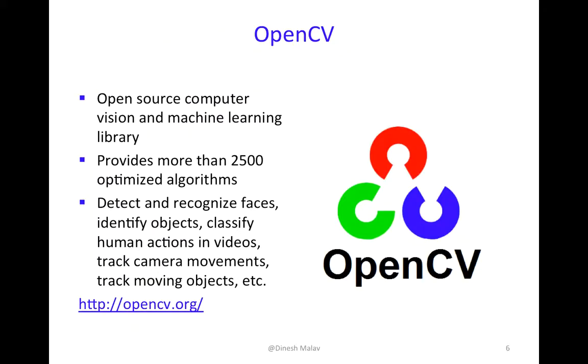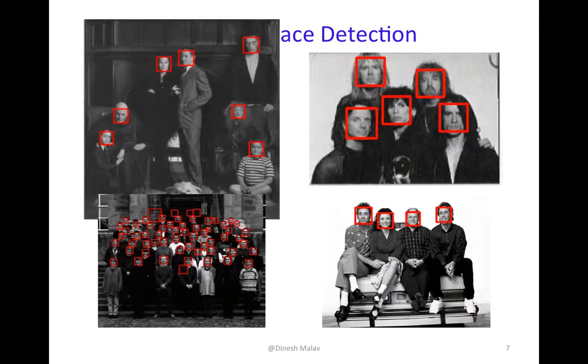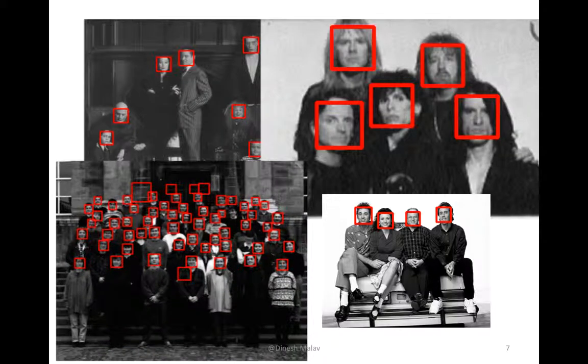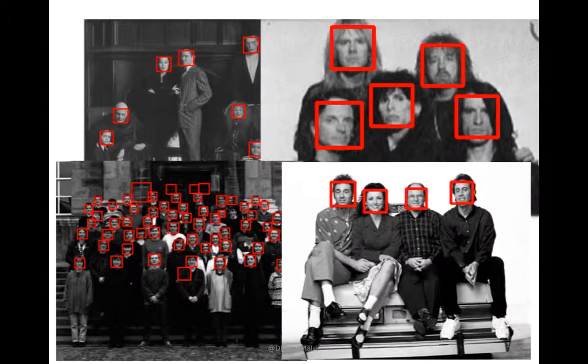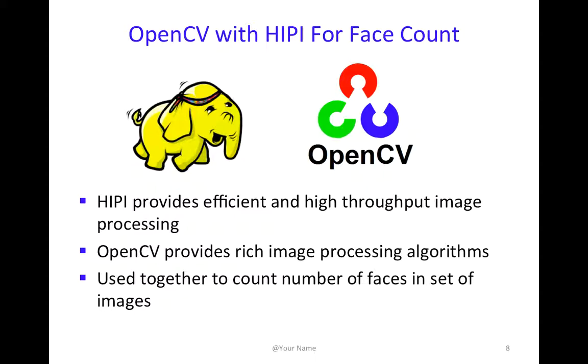Another tool that was used with this project is OpenCV, that is a open source computer vision library for machine learning. This provides more than 2500 optimized algorithms for various image processing tasks like face detection, face recognition, identifying objects, and many more. Here in this example, it shows how OpenCV works on detecting front-facing faces. It does a pretty good job, except in few cases where it misses some of the object, which can be eliminated by training the model and using different classifiers.